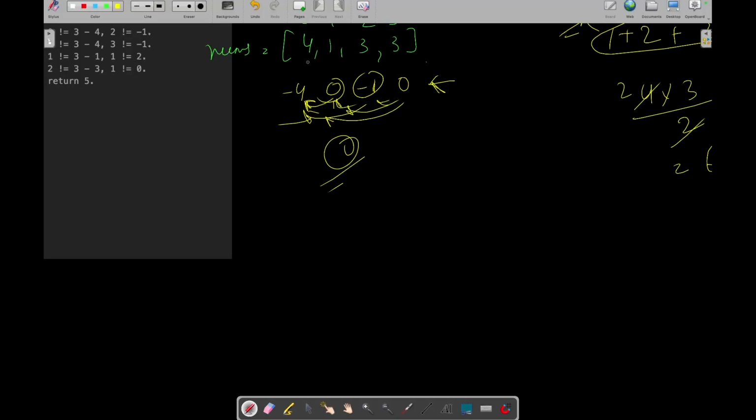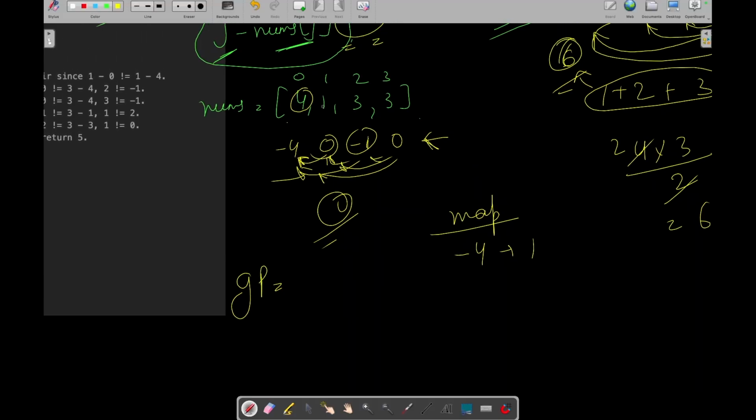Okay, let's see. Whenever we are at the first index, we are at 4. So what we will check? 0 minus 4, that is minus 4. Right now our map is empty, so we will check whether the minus 4 value exists in our map. No. Let's say we have created a variable good pair. We don't have any good pair, so we simply store this minus 4 with frequency 1.